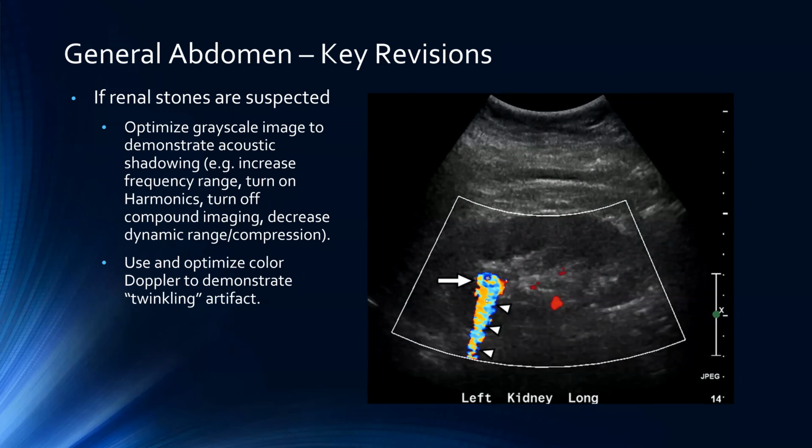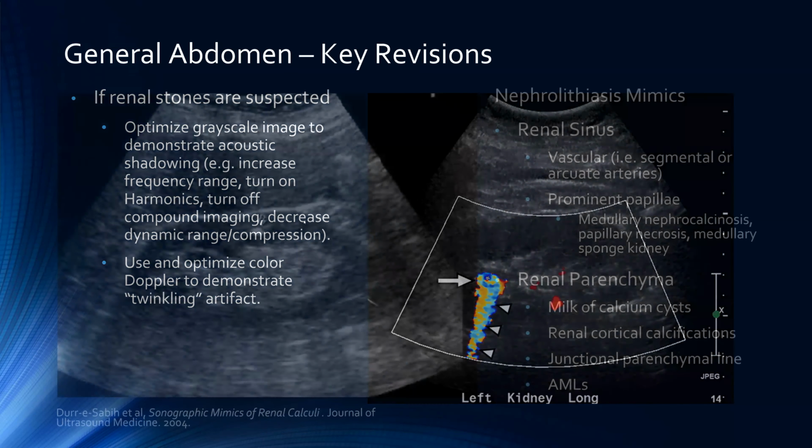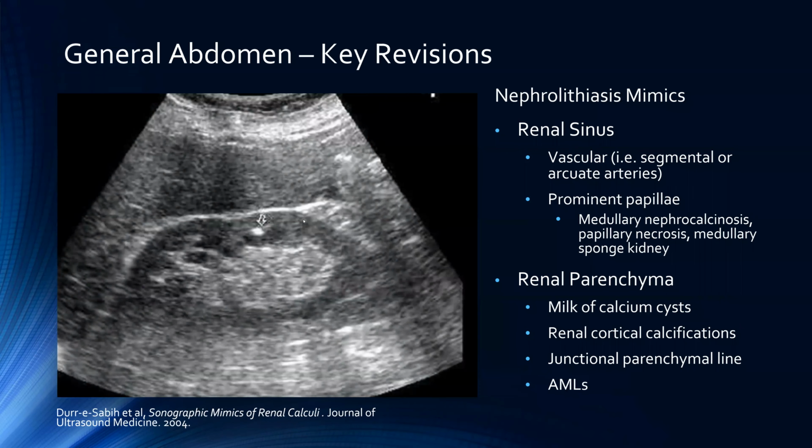So we've gone over this, and you can see that nice twinkling artifact related to the stone, and the twinkling artifact related to the posterior shadowing as well. So while we're on the topic of renal imaging, and just to keep things a little bit more interesting, I just wanted to take a quick detour and briefly discuss some of the common sonographic mimics that we can see for nephrolithiasis, and what can be done at the time of live imaging to try and differentiate these various entities from stones.